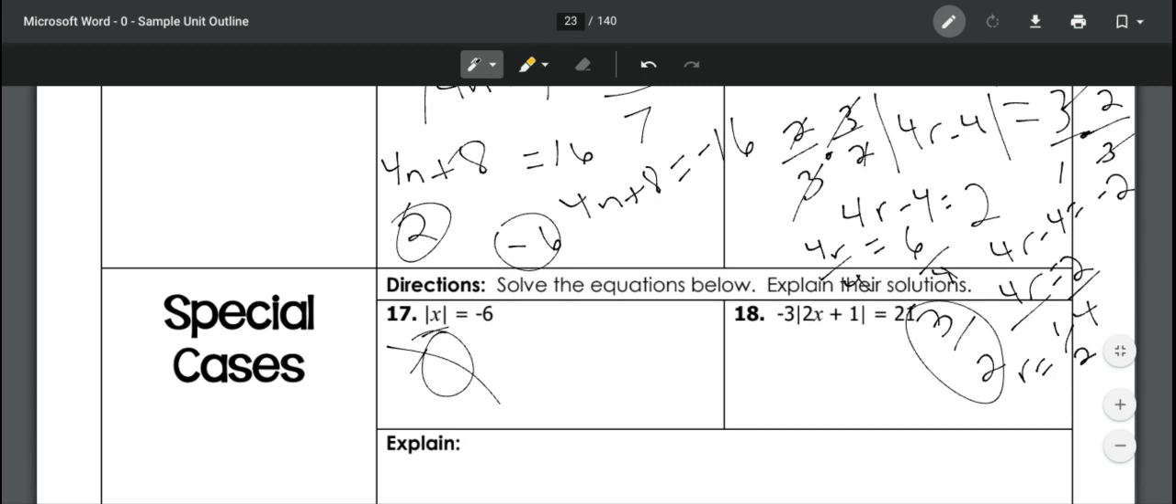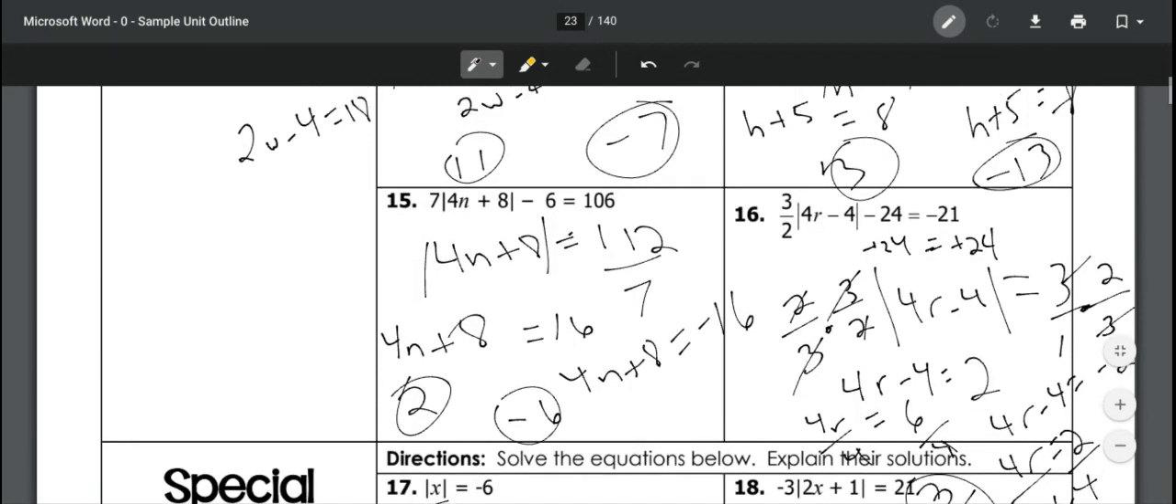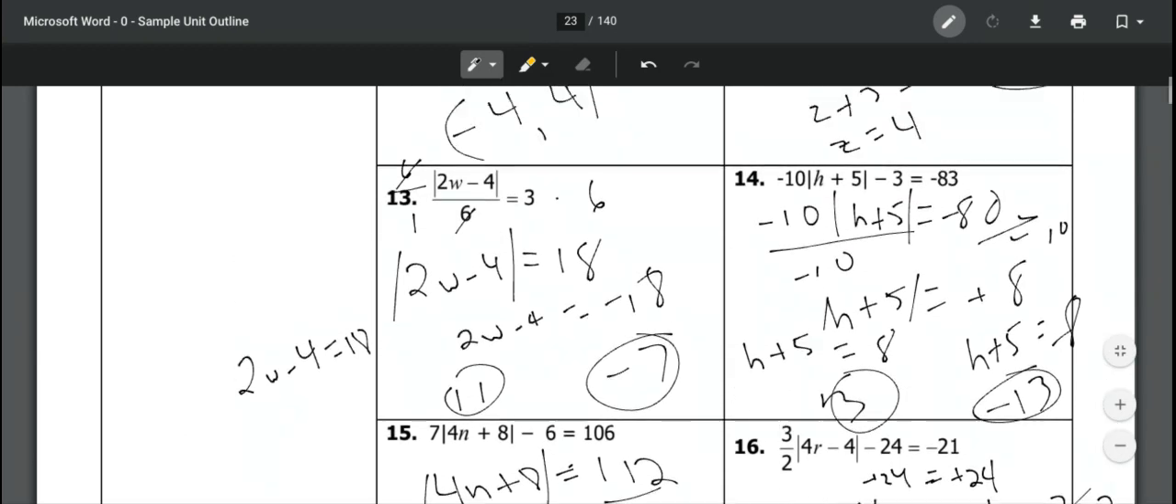Okay, and then on 18, if you divide by negative 3, you get negative 7 over here. And so you realize it doesn't matter what you do, you can't find the absolute value once it's isolated and this is negative over here. You can't find the absolute value of a negative number. So that's why back up here, if you noticed, I caught myself up here because that was negative 8. And that's how I knew I did something wrong, because I already knew that you can't take the absolute value of a negative number.